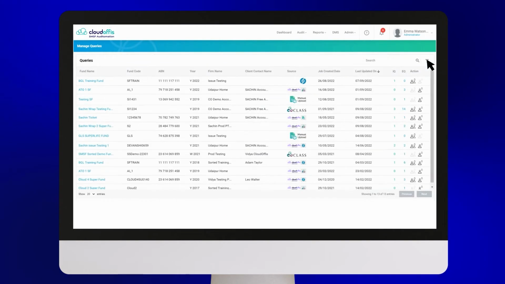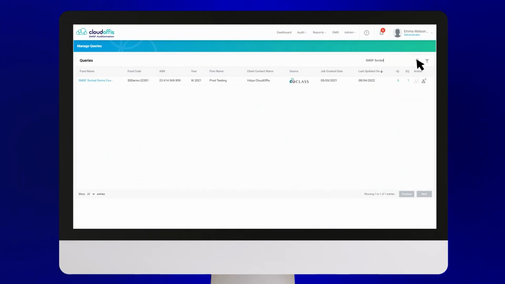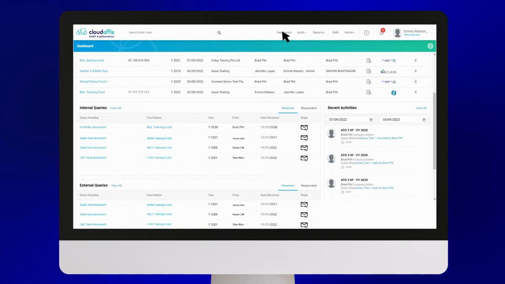Searching the list of queries is easy. You can even combine filters and searches. Given how important query management is to any audit job, Auditomation displays both internal and external queries for your attention on the dashboard.